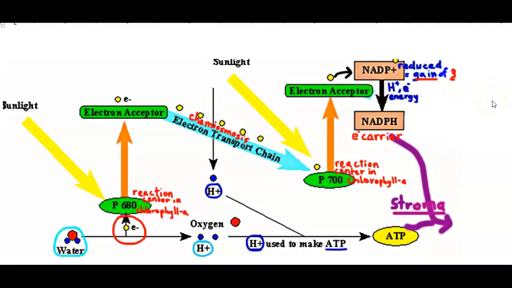It is going to take it down the electron transport chain. Chemiosmosis is going to take place. So the electron goes down. And what is the importance of the electron going down the electron transport chain? Why is that important?